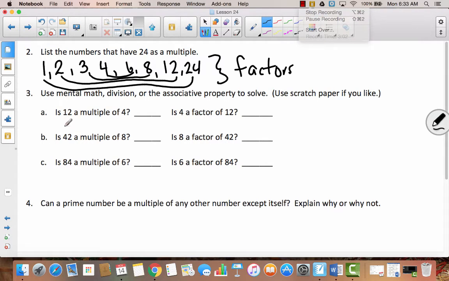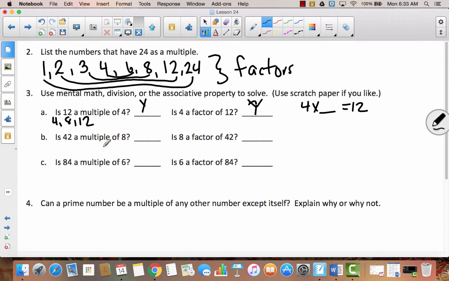What do you think? Well, let's count by fours. 4, 8, 12. So is 12 a multiple of 4? Yes. Is 4 a factor of 12? Is there anything times 4 that equals 12? Well, yes. 4 times 3 equals 12. So, yes, 4 is a factor of 12.